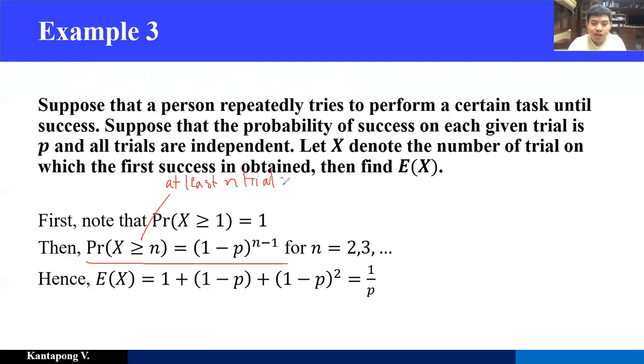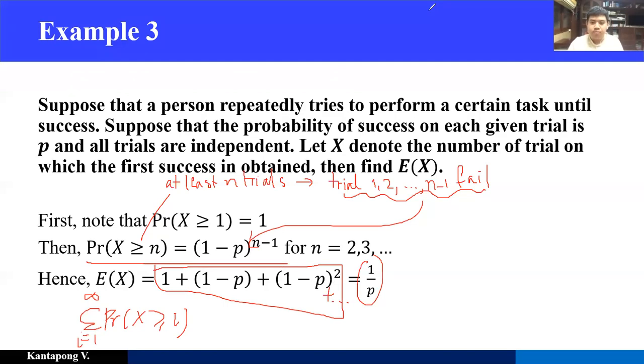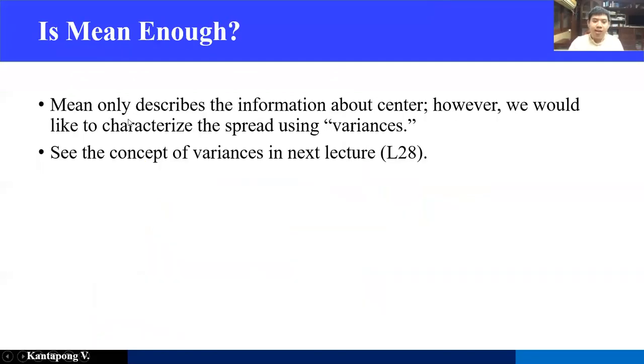What does it mean, at least n trials? That means trials number 1, number 2, up until n-1 fail. What is this probability? It's going to be this one, right? And then the expectation is going to be the sum of this one, plus dot dot, not only this term. And by the formula of the geometric sum, we get that. And that's the end of the explanation.